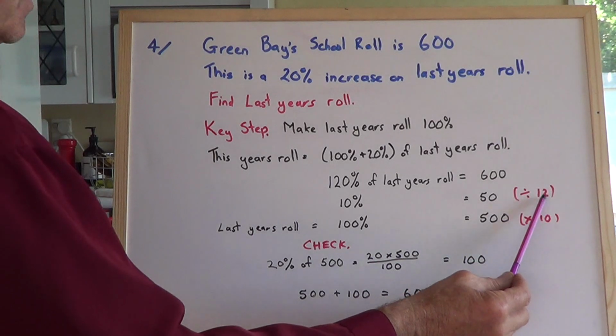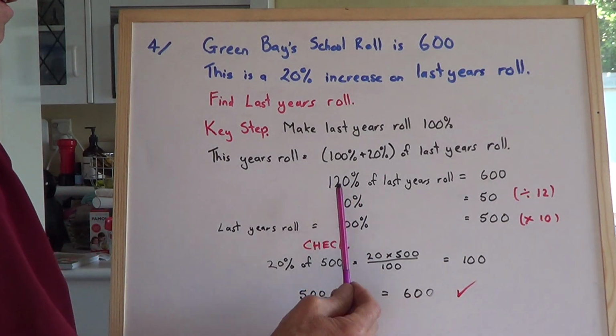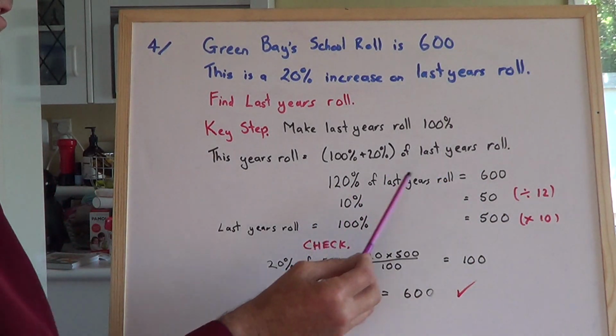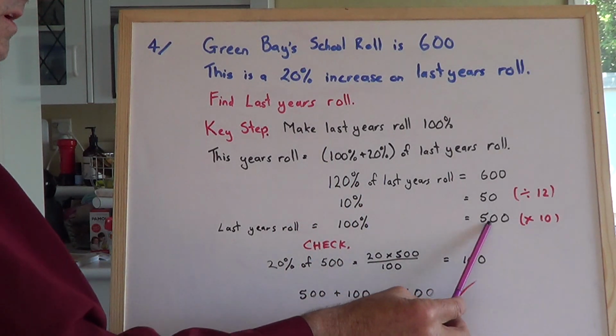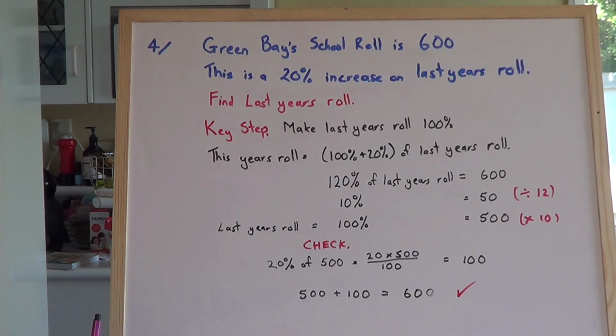Now what we do is divide both sides by 12. That'll take that to 10. That'll take that to 50. So 10% is 50. 100% will be 500. So that will be last year's roll.